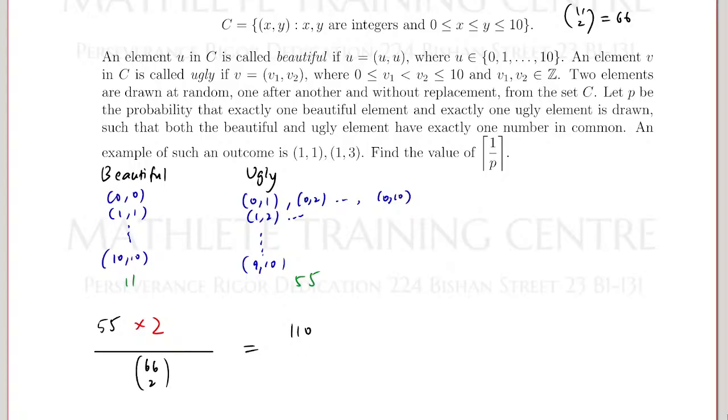So simplify 110 over 33 times 65. You can divide by 11 and 5. So that's 2 over 3 times 13, which is 2 over 39. So that's P. 1 over P rounded up will be equal to 20.